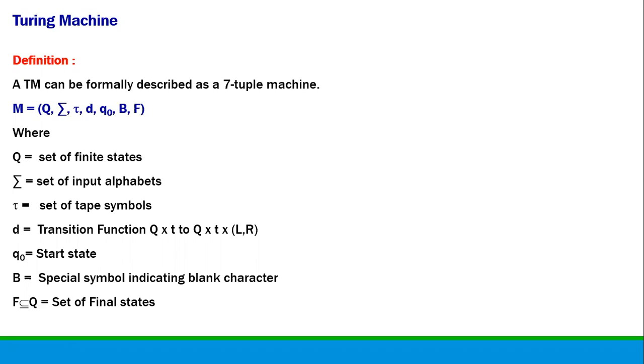So Turing machine is a seven tuple. It has a seven tuple notation, which is nothing but Q is a set of finite states, sigma is a set of input alphabets, and then tau is a set of tape symbols, and then delta or D is a transition function. Q naught is a start state. B is one new symbol that we are adding here. It is a special symbol indicating a blank character. Because in case there is a blank B, that means it is the end of the string. Then F is nothing but the set of final states here.